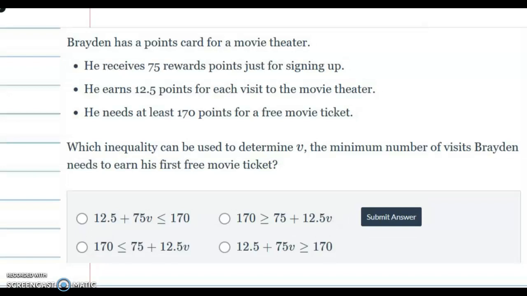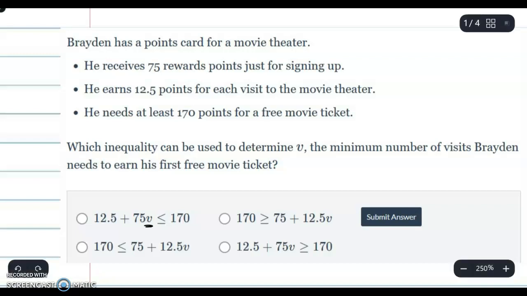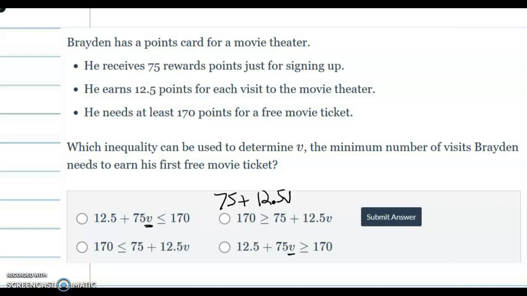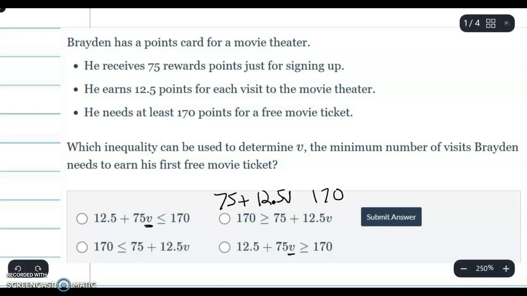Alright, so first we're going to take care of the multiple choice options. Okay, so see how this one has a variable on the left side? So that one's good. And this one over here has a variable on the left side. That one's good. But these other ones don't. So we're going to fix it. And all we're going to do is put whatever's on the left on the right, whatever's on the right on the left. So I'm going to put this 75 plus 1250, or 2.5V, on the left, and put the 170 on the right.